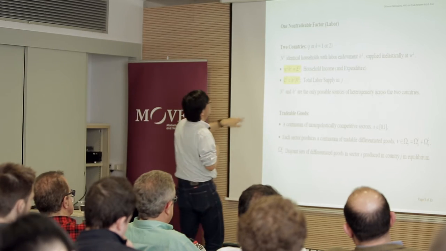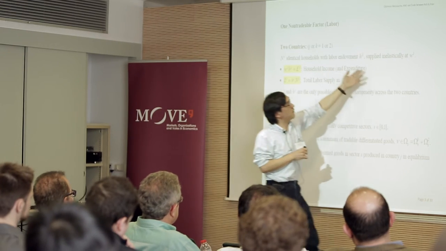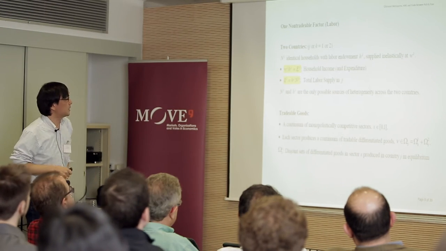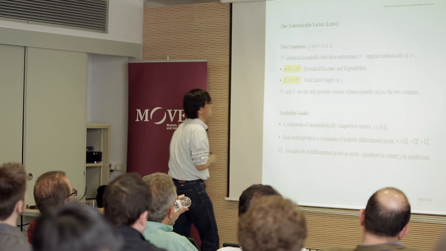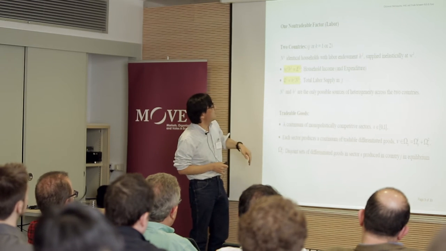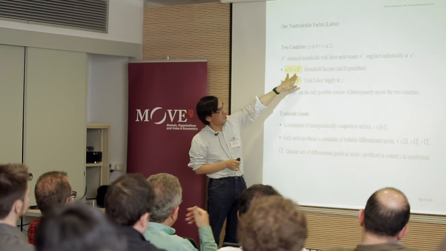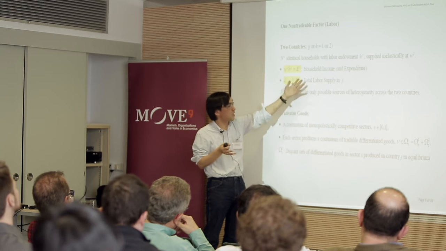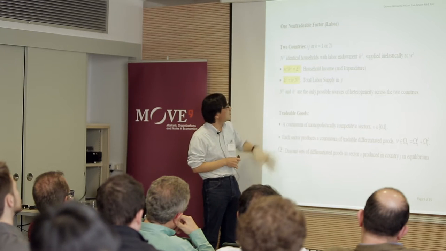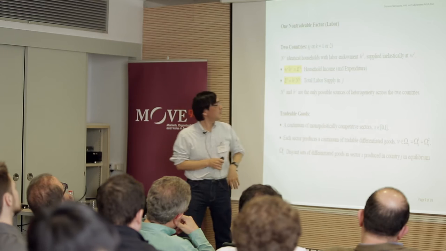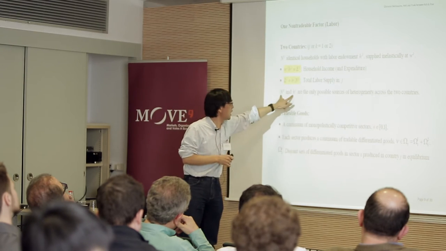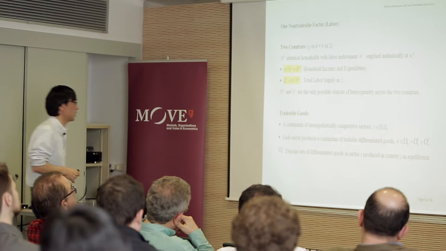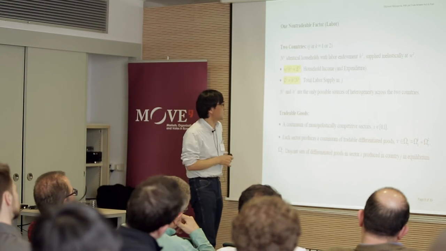Okay? Now, labor is supplied inelastically, with the wage rate prevailing in each country. And the household income of country J is given by this. And this is a static model, so that's also equal to the expenditures. And this is the total labor supply. Okay? And so these N and H, and hence L, are the only source of heterogeneity across the two countries.